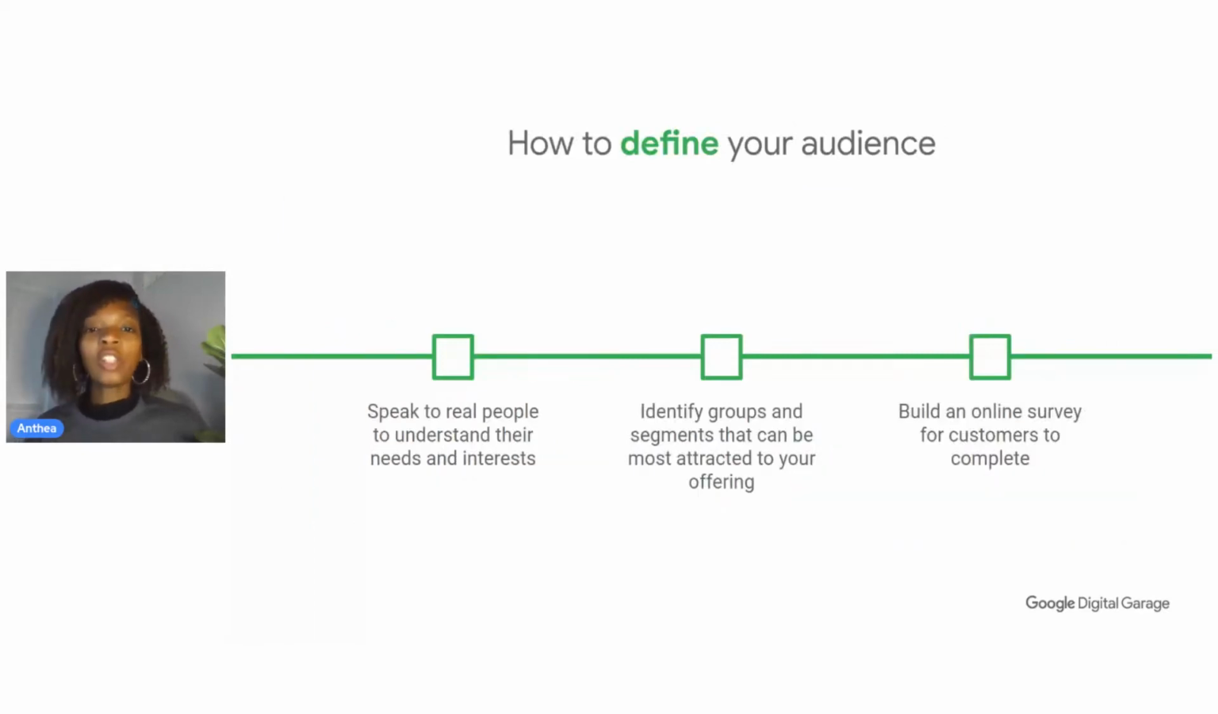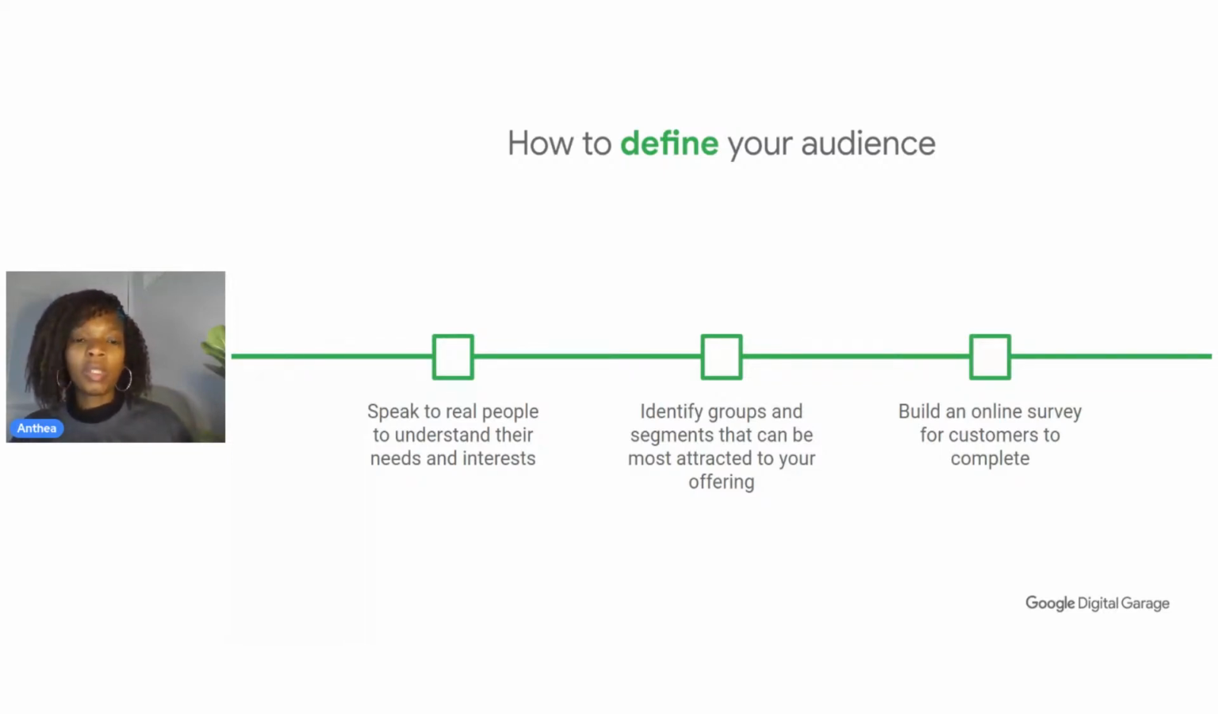So how do you go about defining your audience? Maybe you don't have a clue who they should be. Maybe you've got your product or service, but you haven't quite figured out who specifically needs it. So when we talk about defining your audience, it's important to know who you're targeting. So like I said, you can customize the message and make sure that it lands at the right moment for the right people. Firstly, speak to real people.